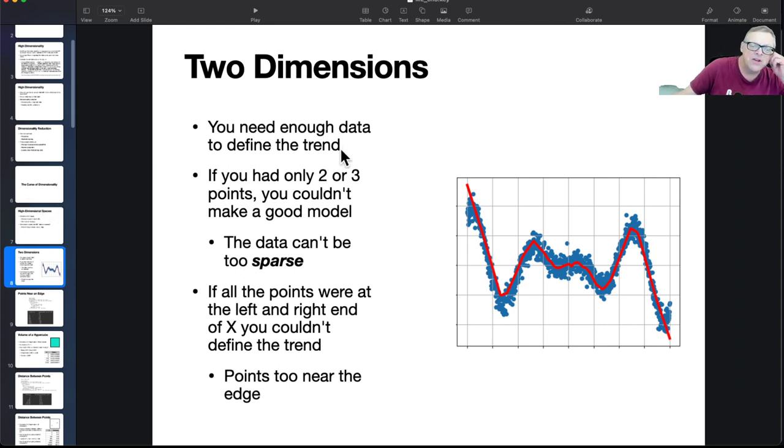But anyway, here's another issue. If you want to fit a curve like this, you need to have enough points to really trace out the wobbles in the curve. So you need fairly dense samples. The data can't be too sparse. If all the data were just at the left and the right end, you wouldn't have any of this detail in the middle. And you need that. So if all your points are near the edge, then you can't really trace out the shape here.